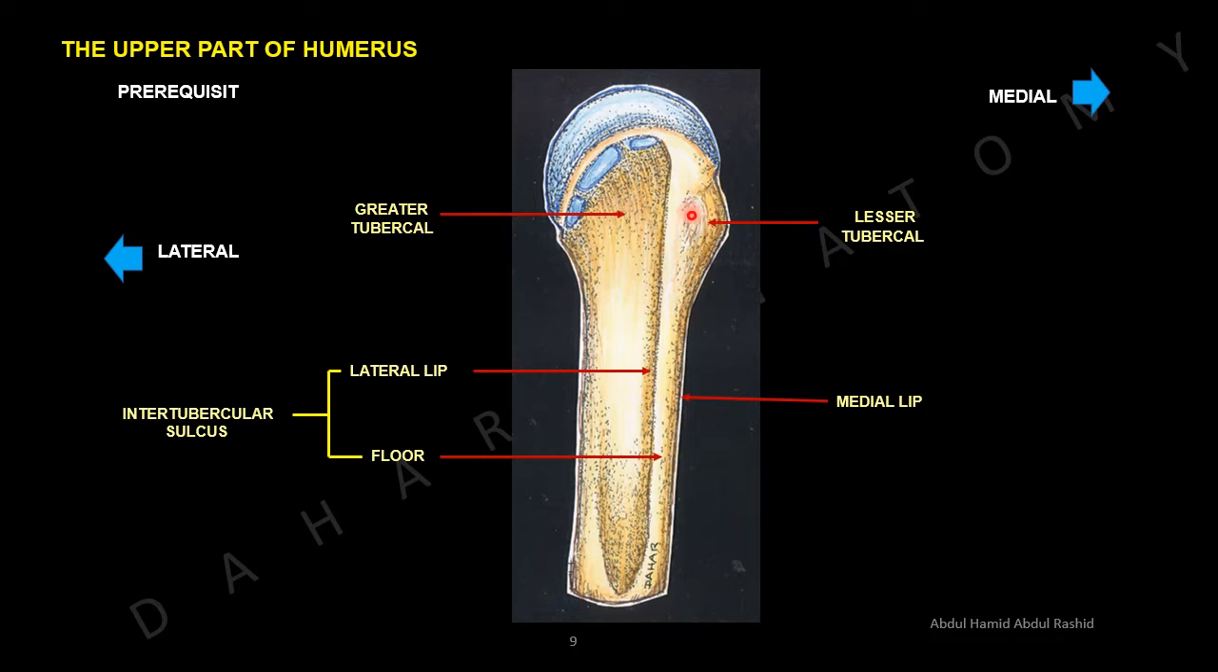Between the 2 tubercles, there is a groove or sulcus called the intertubercular sulcus, which extends downwards and consists of the lateral lip and medial lip of the intertubercular sulcus, and this is the floor of the intertubercular sulcus between the 2 lips.